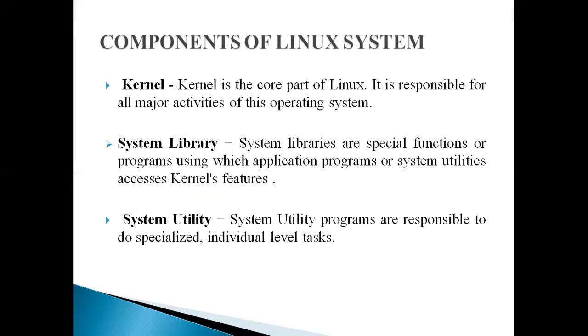And next, coming to the system library. Libraries are special functions or programs using which application programs or system utilities access kernel features. These libraries implement most of the functionalities of the operating system and do not require kernel module code access rights. And next, coming to the system utility. System utility programs are responsible for doing specialized individual-level tasks. So this is a brief description of the components of the Linux system.